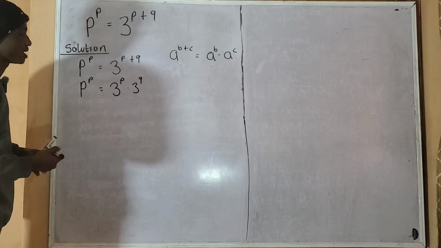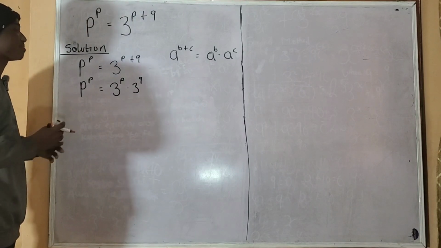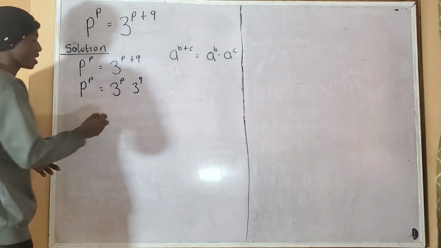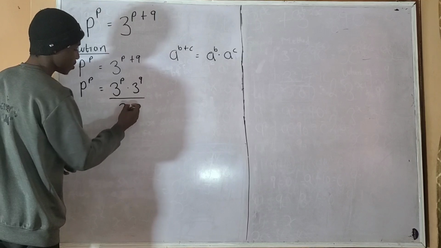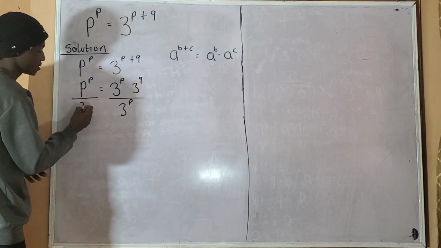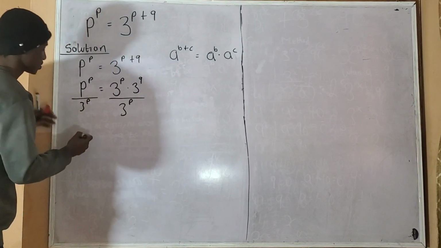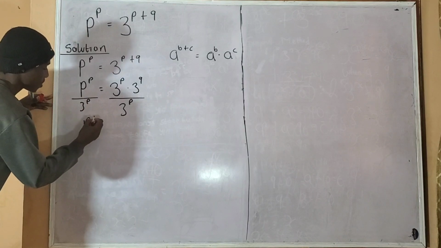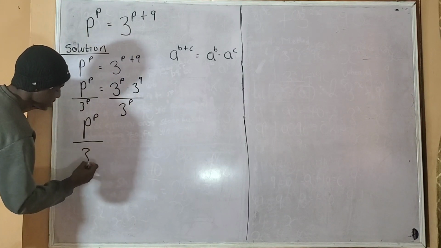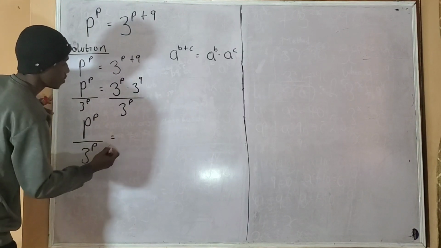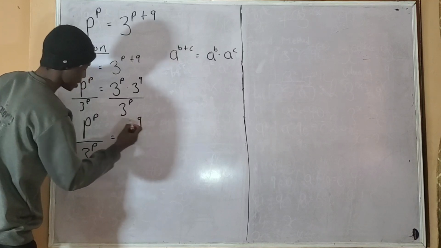Now the next step is that I'm going to divide both sides by 3 raised to the power of p. So I'm going to have this over 3 raised to the power of p and this over 3 raised to the power of p, okay? So I'm going to have p raised to the power of p over 3 raised to the power of p equals 3 raised to the power of 9.